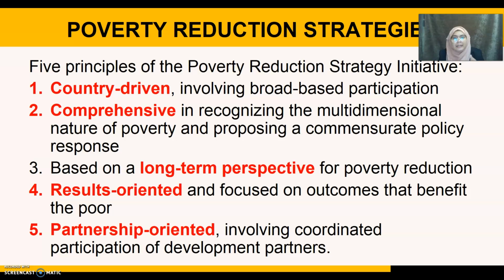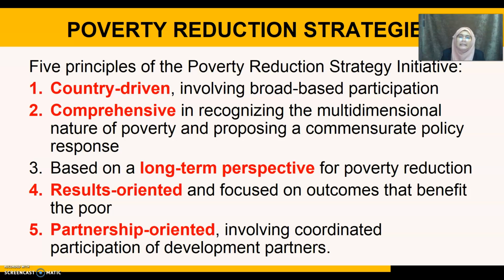Number 2, the principle of this initiative is that it is very comprehensive, which means the strategies recognize the multi-dimensional nature of poverty. It means they are not looking only at lack of money, but at multiple dimensions. We will look at the puzzles about poverty itself, and they propose a commensurate policy response. So number 1, it must be country driven. Number 2, it must be comprehensive.